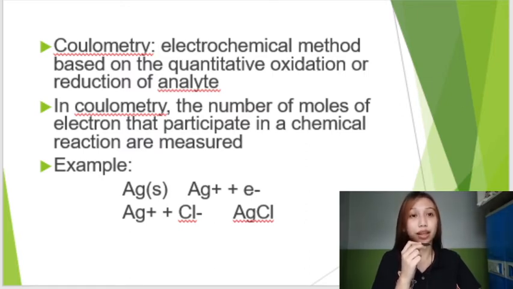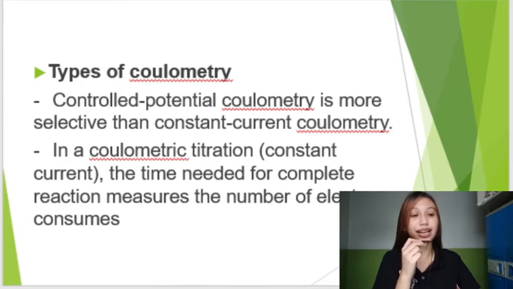This is the example equation. This is the titration of chloride ion. Then, a silver electrode is used to produce silver cation. The titrant is generated electrochemically by a constant current from an electrolyte.